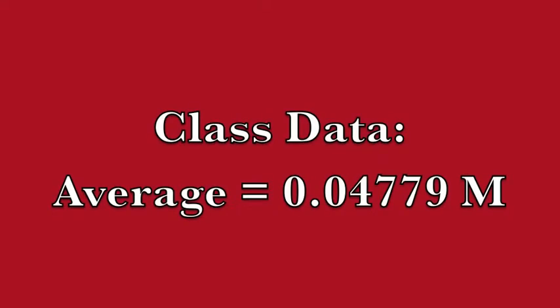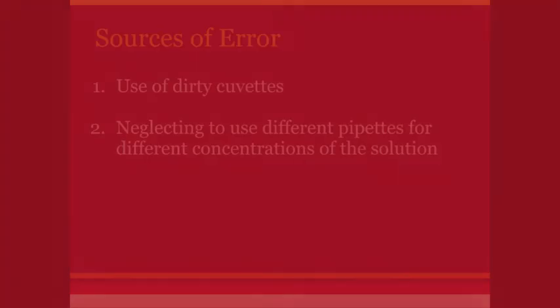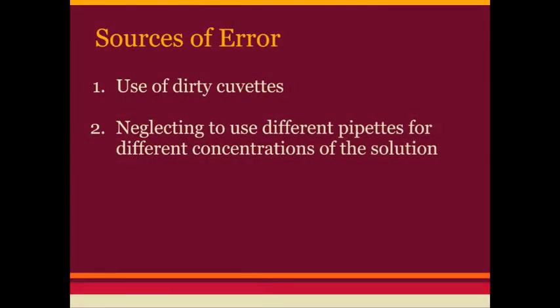Looking at the concentrations obtained by the other groups and classes and taking the average, we end up with a concentration of 0.04779 molar for the unknown. As you can see, our group's concentration is much higher than the average, and thus our percent error is large. Assuming the class average is the true value, since we weren't given the concentration of the unknown, we obtain a percent error of 30.49%.